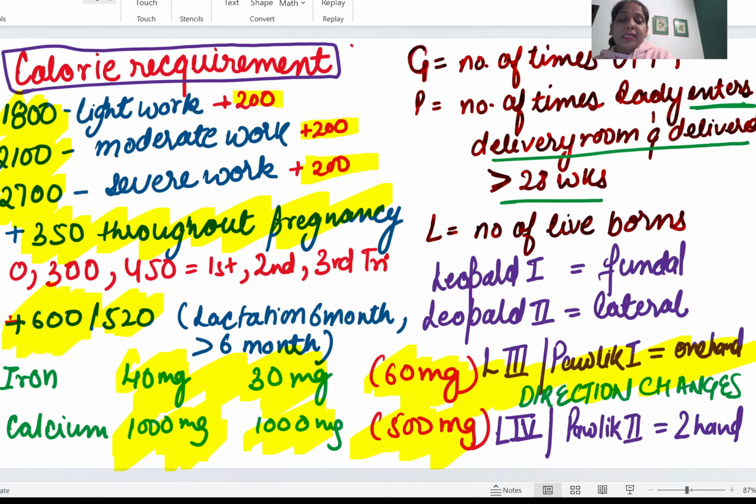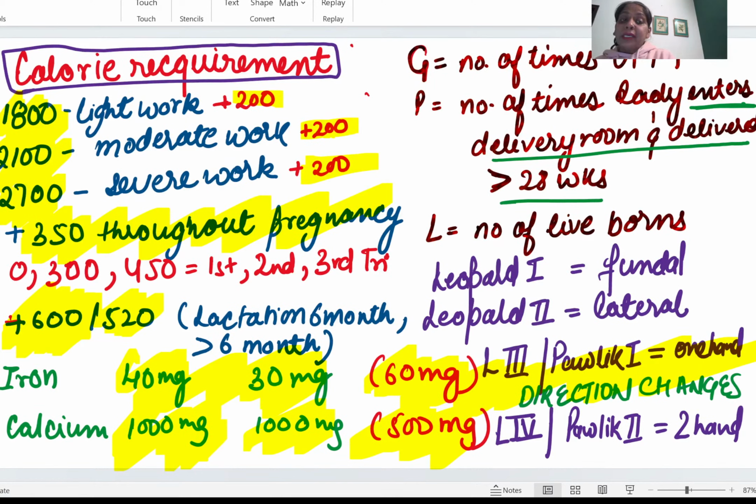Now let us study about the GPL system, how to calculate the gravida, para, live status. Okay, so G means the number of times the lady has become pregnant. That is gravida.